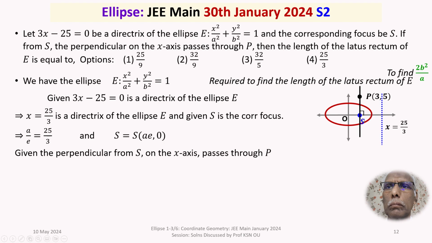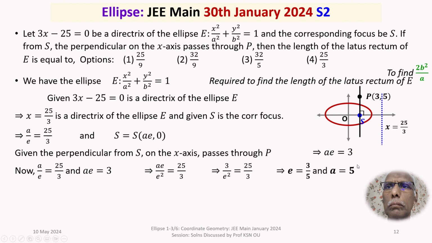The coordinates of S are (ae, 0). Therefore, the x coordinate of S must be equal to the x coordinate of P. Therefore, ae is equal to 3. And a by e is equal to 25 by 3. So, now a by e is 25 by 3 and ae is 3.